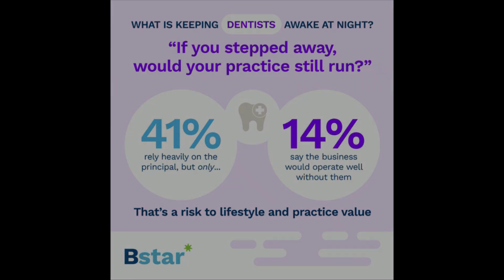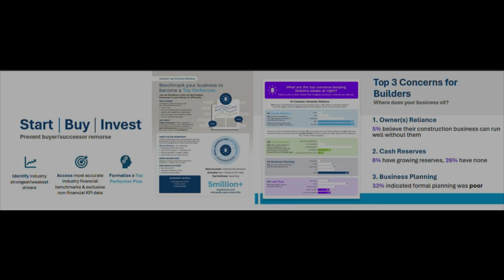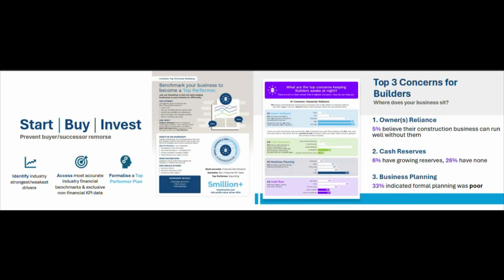It also has some amazing flip books. And these flip books can be used to engage clients for business valuation and advisory services. On your screen, you can see an example of a flip book for building and construction businesses. The key message with this particular data is we want to help our clients become top performers at every stage of their business life cycle. So we've created these flip books that you can use to engage clients in different high value industries.